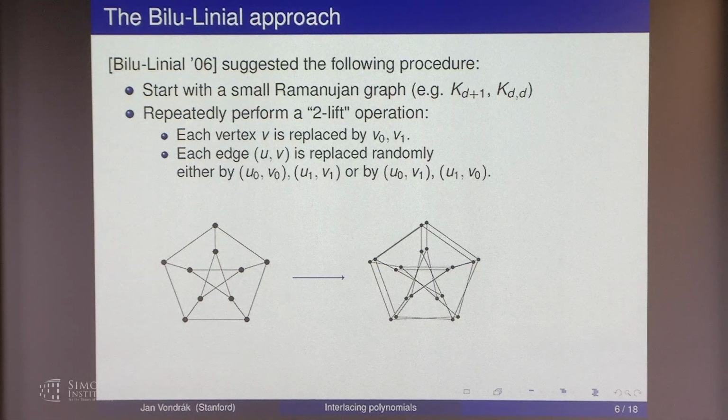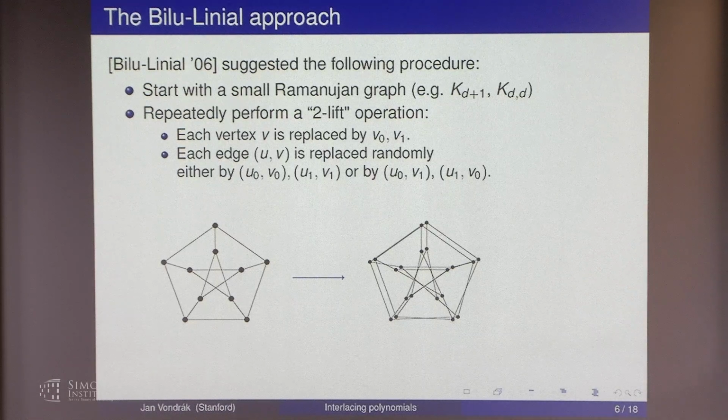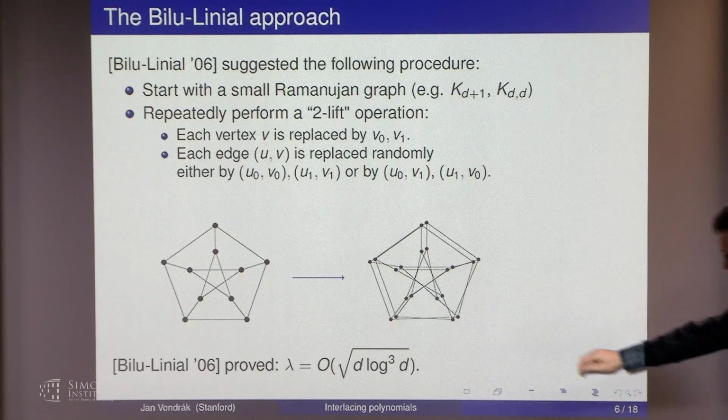We obtain a graph of the same degree, and the number of vertices goes up by a factor of 2. And it looks reasonable somehow. Things might mix well here because we do things randomly. It's a reasonable proposition. Bilu and Linial came up with this procedure, and also proved that it works quite well. They proved that lambda is bounded by roughly square root d times log cubed d. So it's almost the right bound, except there's this polylog d.